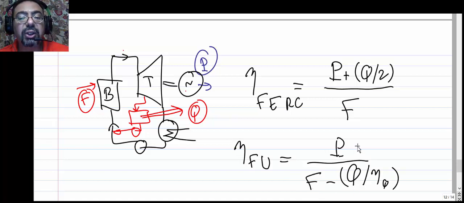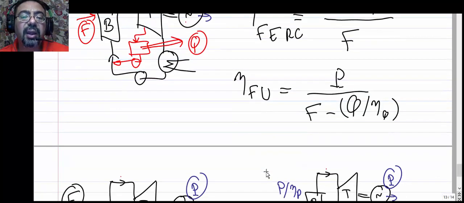Okay, and so it reduces the amount of fuel that would have been burned otherwise, because otherwise you would have burned that fuel to come up with the power, and you would have burned more fuel to come up with Q. So this is the definition of the fuel utilization efficiency.